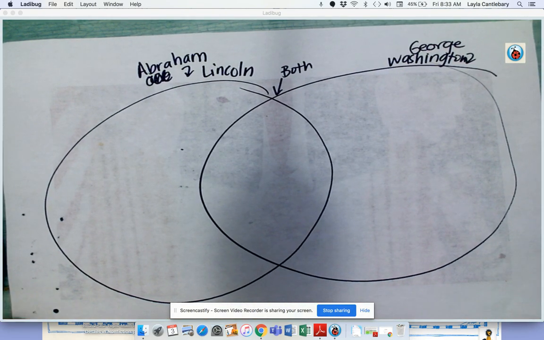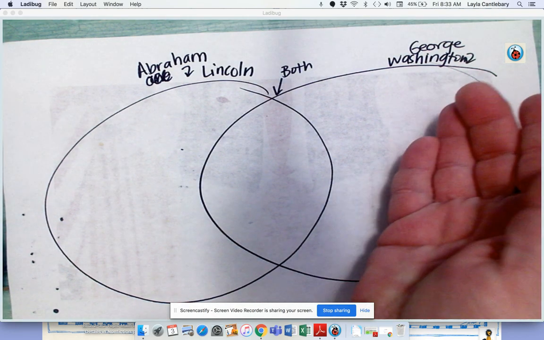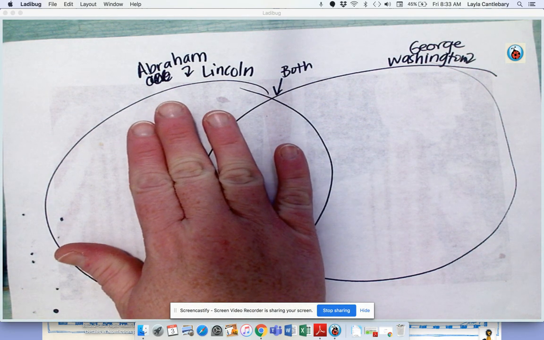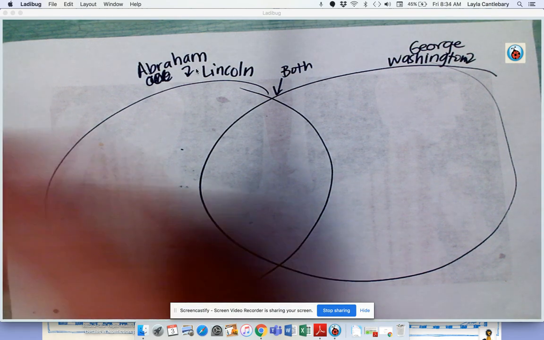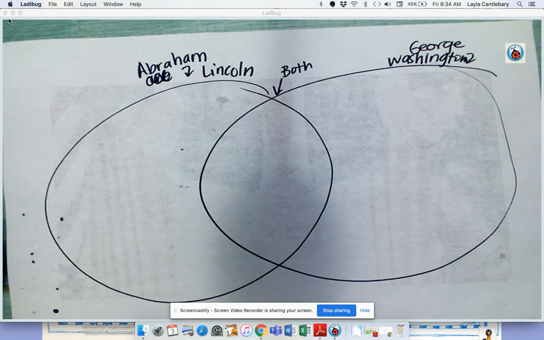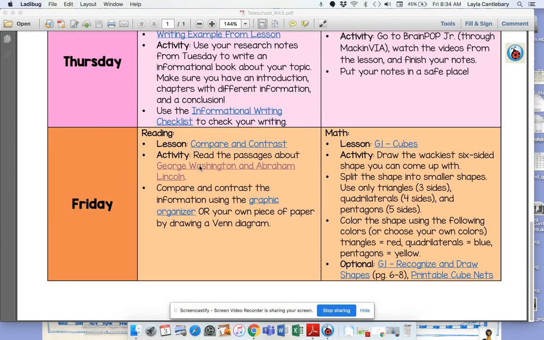Okay. So you're not going to compare the information you already know, because you might know a lot about George Washington. You might know a lot about Abraham Lincoln. You're not going to use that information. You're going to use the information specifically from those passages, that you get to when you click on here.